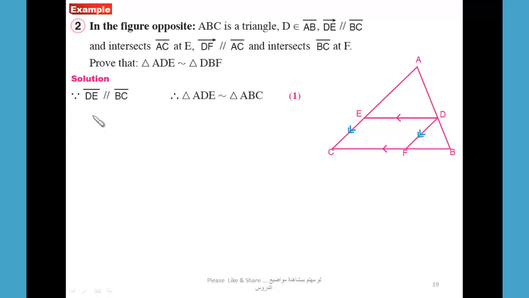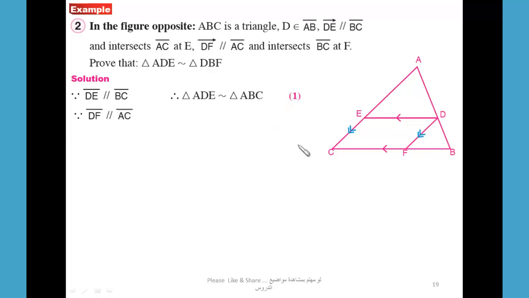First, we have DE is parallel to BC. Then we can deduce that triangle ADE is similar to triangle ABC, because DE is parallel to BC. And this is number 1.